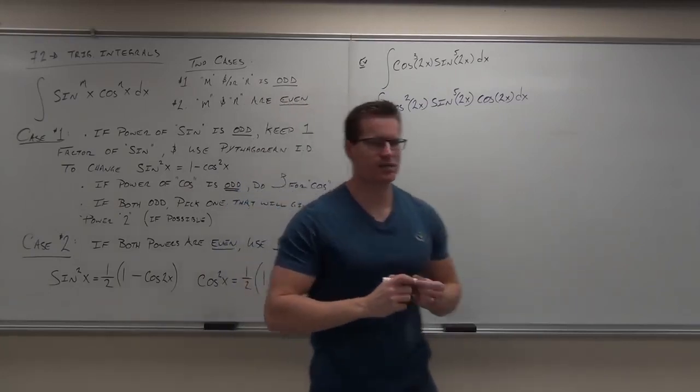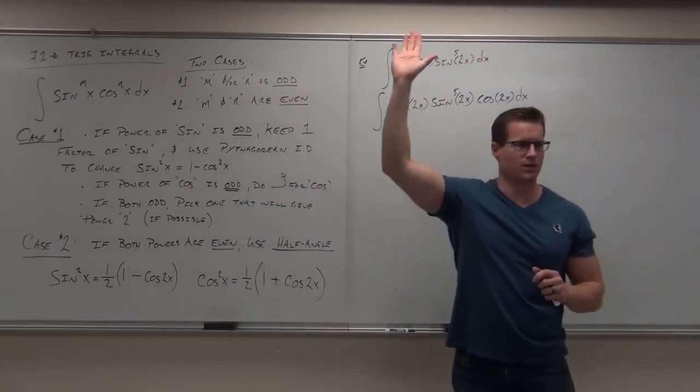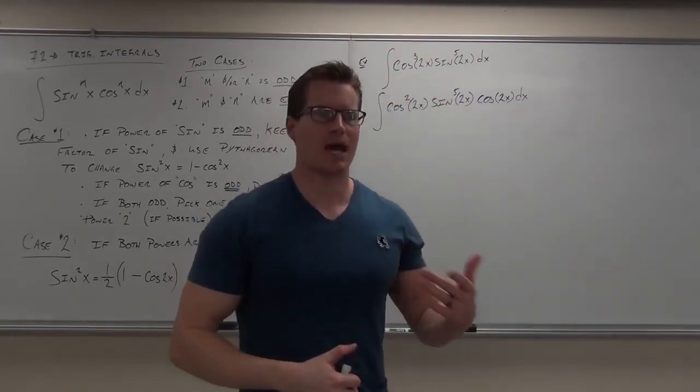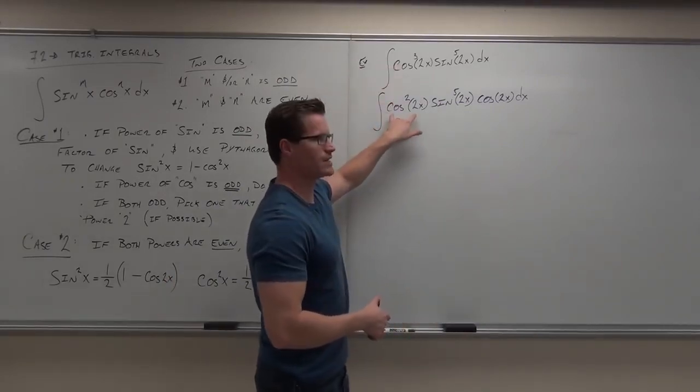I want to see if you guys understand that this is exactly the same as this. These two things are the same. Show of hands if you feel okay with that. Good deal. Now, why did we do it? Well, check it out. Now that we have a cosine squared in there, we change it from an odd to an even. Cosine squared, we have an identity for that.